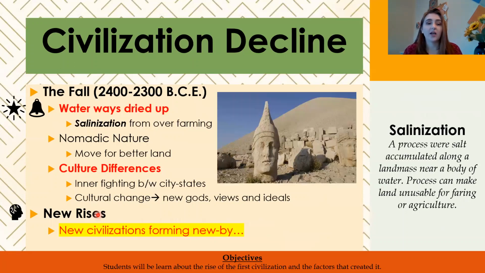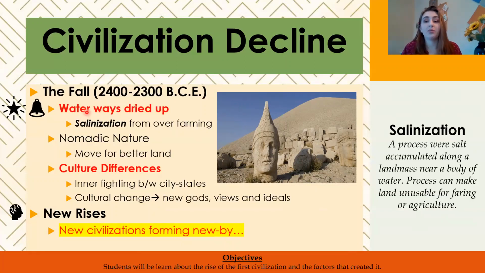However, like any good thing, it does come to an end. And so we did begin to see the decline of the Mesopotamian civilization around 2400, 2300 BCE. And this happened because of agriculture. When they began to implement agriculture, they didn't know everything that needed to be known about how things are grown. And one of the things they learned is this process called salinization. Sorry, I'm so bad at saying that.